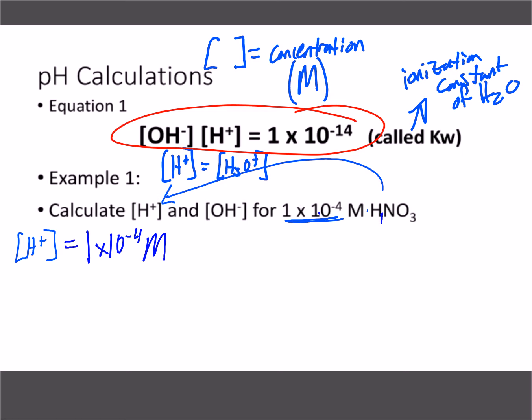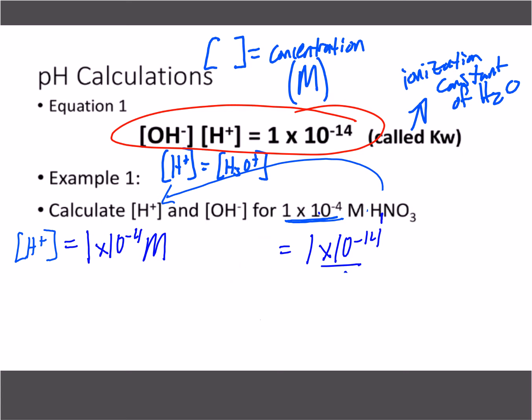Now we've got to use our formula to figure out the other one. Before we get into that, if I said A times B equals 1 times 10 to the minus 14, and I said solve for B, how do I solve for B? Divide by A, right? Because they would cancel out. And then B equals 1 times 10 to the minus 14 over A, correct? You all can do that. We've done stuff harder than this year.